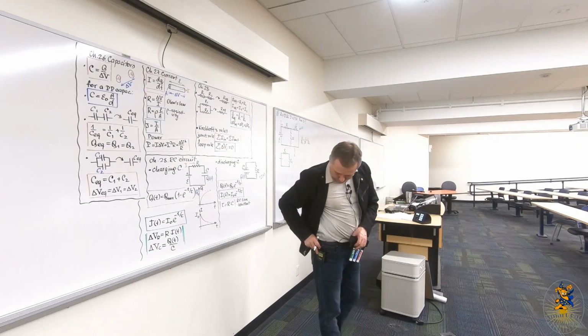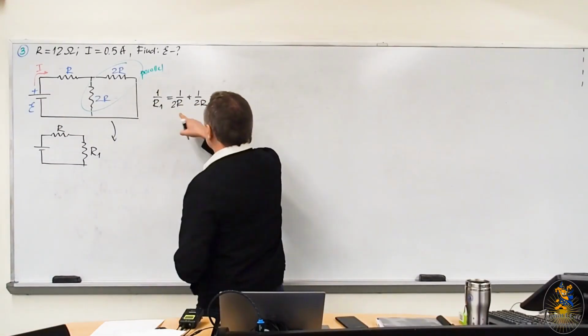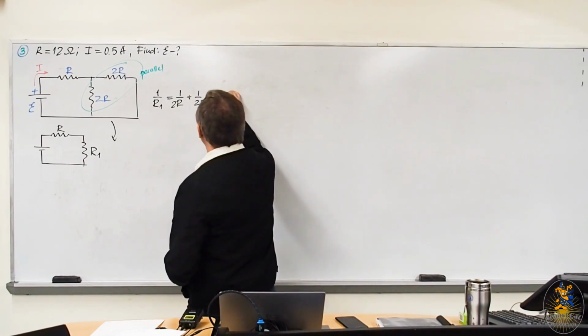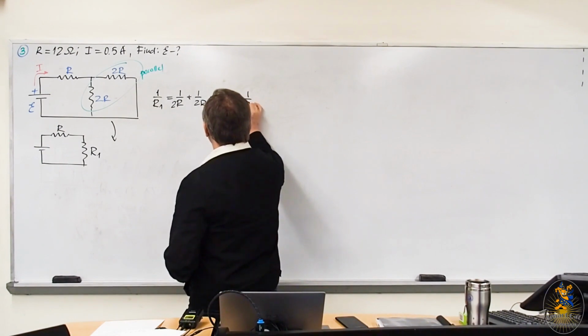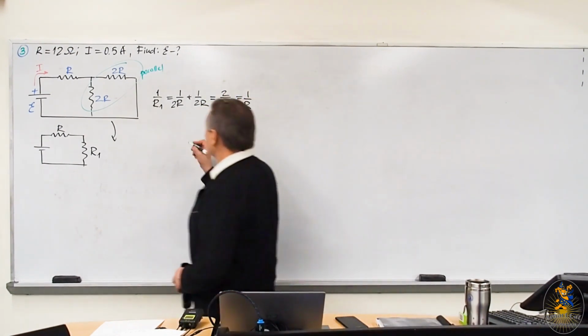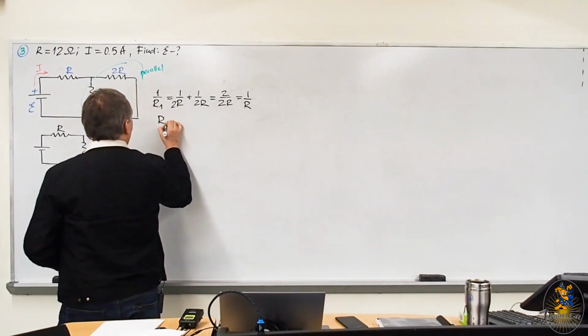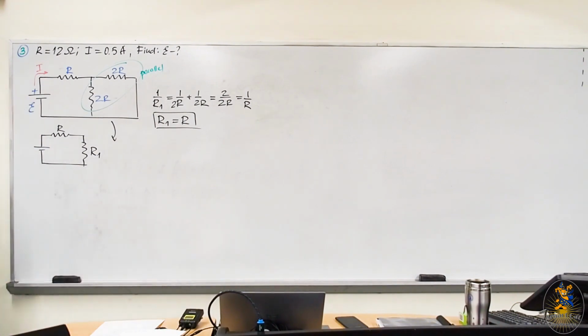Of course, the denominator is the same, so it will be 2 divided by 2R. So it's 1 over R. So the equivalent resistance R1 equals R. Okay, so that's a preliminary result, not the final result, of course.